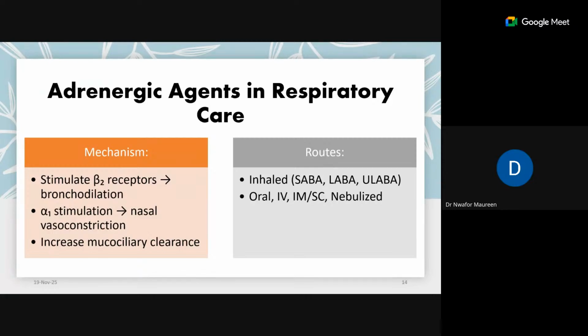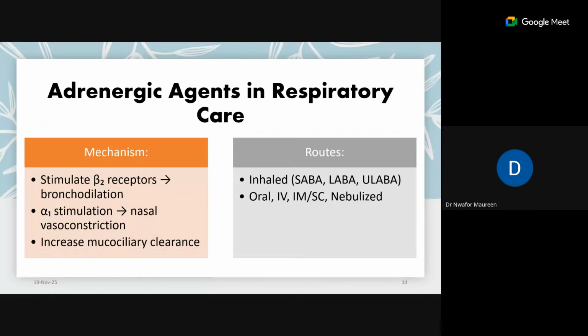Now, let's start with adrenergic agents. Remember, we are restricting ourselves to inhaled ones. There are other adrenergic agents that can be given parenterally. It's beyond the scope of our presentation tonight. So their mechanism of action, basically, is that they stimulate beta-2 receptors, thereby bringing on bronchodilation.